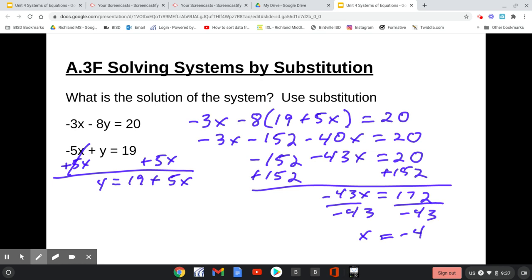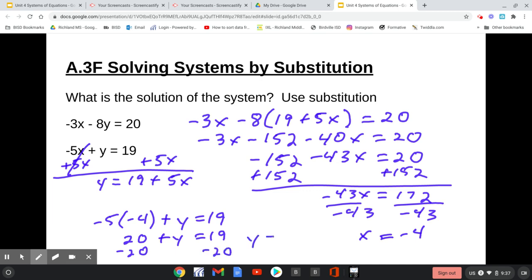And I'm going to get negative 5 times negative 4 plus y equals 19. And I can see a negative times a negative will give me a positive 20 plus y equals 19. Minus 20 over here, minus 20 over here. And now we know that y is going to equal negative 1. So our solution is negative 4 and negative 1.